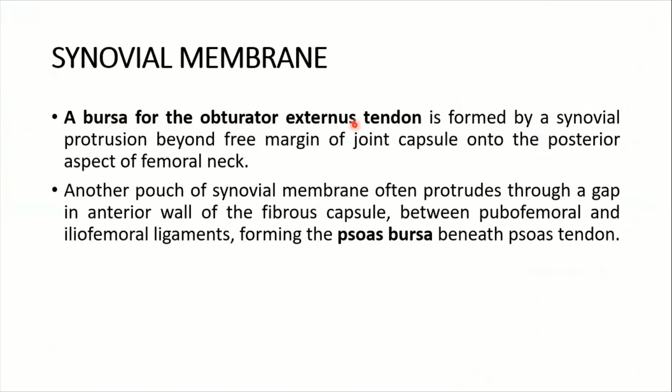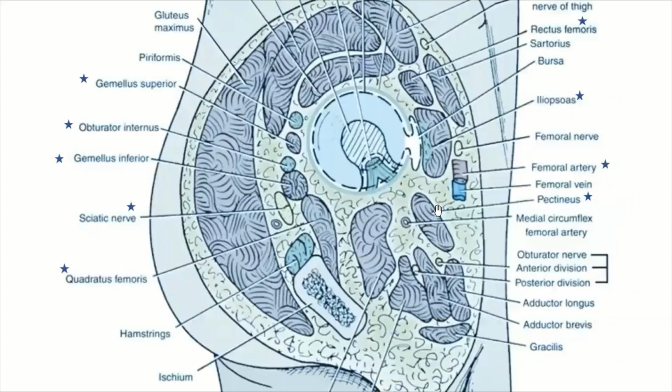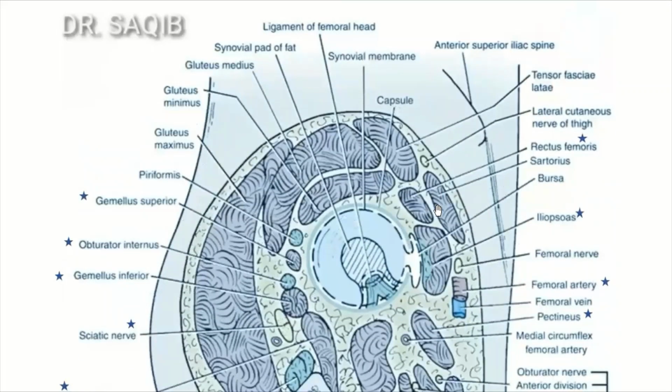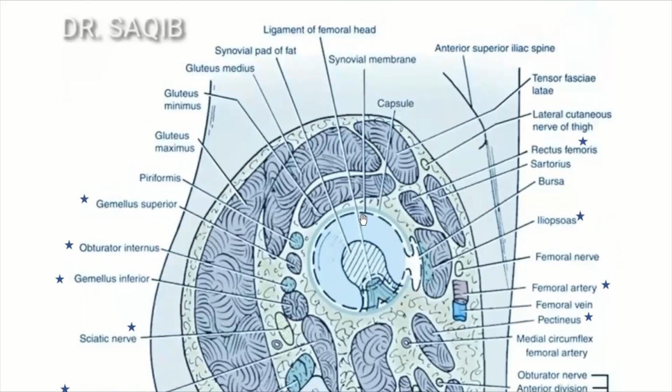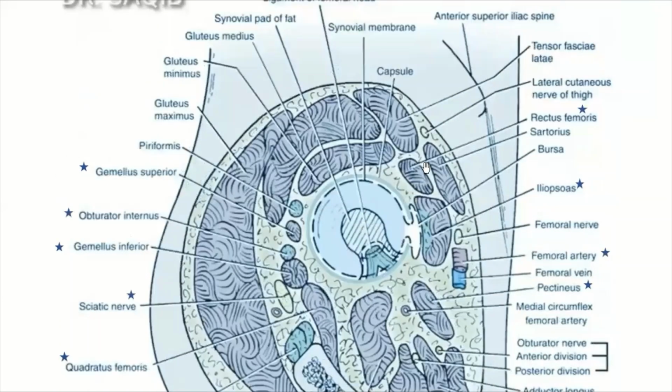A bursa for the obturator externus and a bursa for the psoas are also present here. So now, very important, the relations. Anterior, posterior, superior, and inferior: we can already get some idea and discuss it smoothly from this picture. This is the joint, and this is the superior position, this is the inferior, this is anterior, and this is posterior. So first, let's discuss the anterior relations of the hip joint.